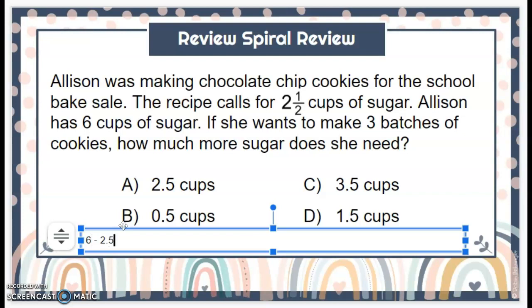So she made 1 batch of cookies, so she used 2.5 cups of the sugar. She made a second batch, so she said, okay, I'm going to do minus another 2.5 cups. And then she made a third batch, or well, I guess she wants to make a third batch. So we're subtracting 2.5 again.